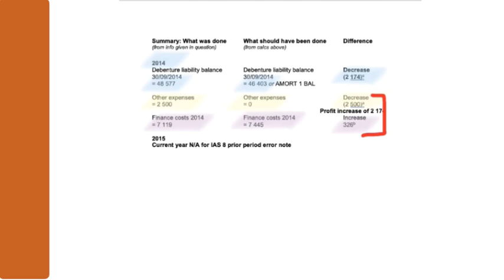IAS 8 is about financial statements that were already issued, that had a mistake in, where we go retrospective to prior years, fix the mistake retrospectively. So we issue financial statements for 2015, but our comparative year, the 2014 year, all of a sudden is different from what it was when I issued the 2014 financial statements. Now I need to tell my users, why is it different? Why are the financial statements changed? What happened and which line items were affected?